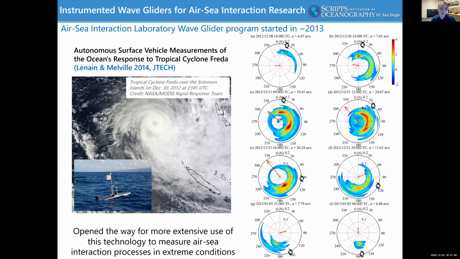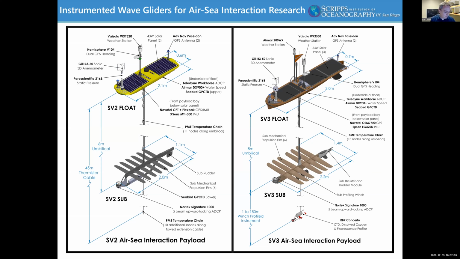and we were able to look at the ocean response to this tropical cyclone and compare it to LES modeling from Peter Sullivan and NCAR, which was great. And more importantly, it really gave us some confidence of the potential for this kind of technology to measure the interaction process, and in particular for extreme conditions. So following this work, and through multiple rounds of funding with ONR, we developed this fleet of wave gliders.